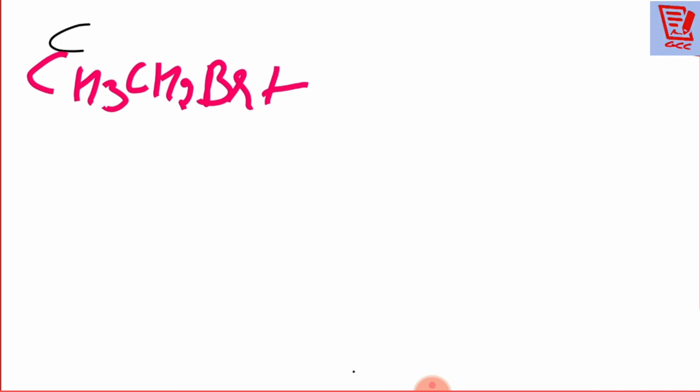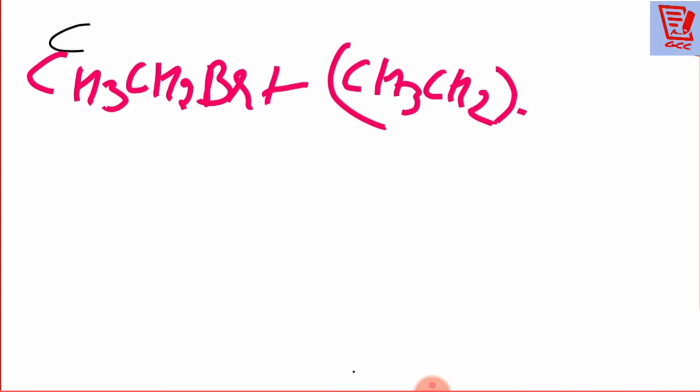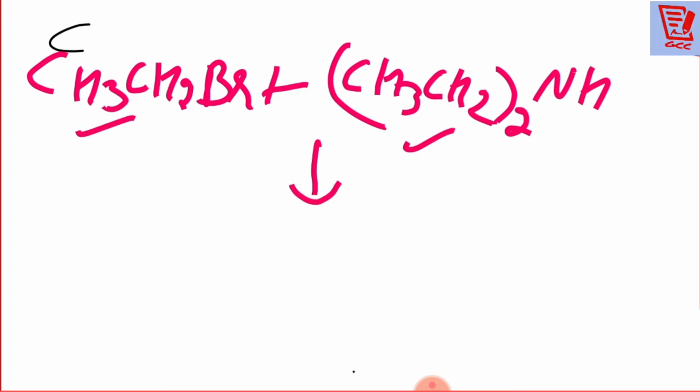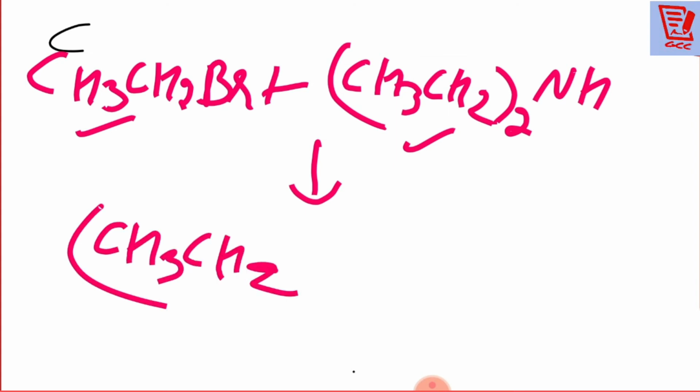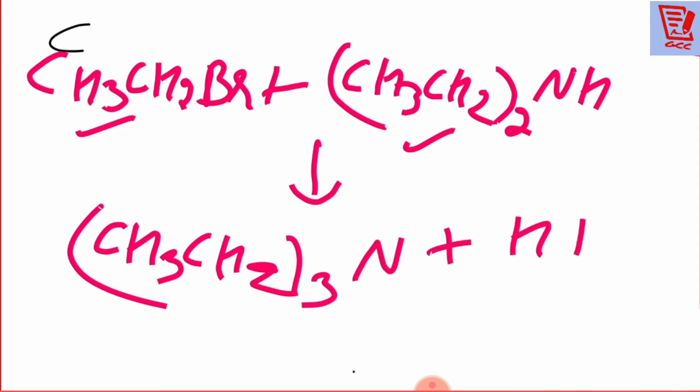Again I am writing CH3CH2Br. What we formed in the previous one, what did we make? (CH3CH2)2NH, this is the secondary amine. Now here, tell me what will be formed. Here 2 is this one, 1 is this one. So it will form (CH3CH2)3N plus HBr.